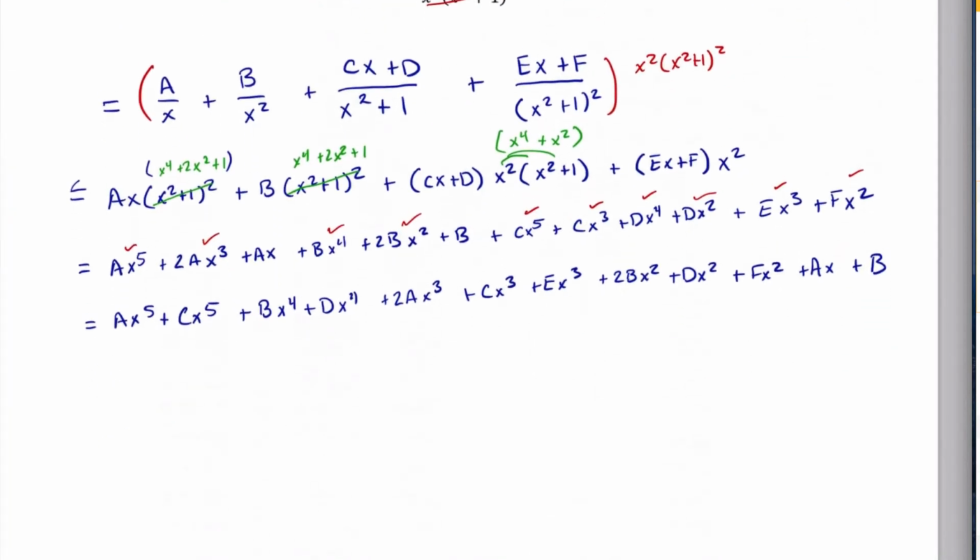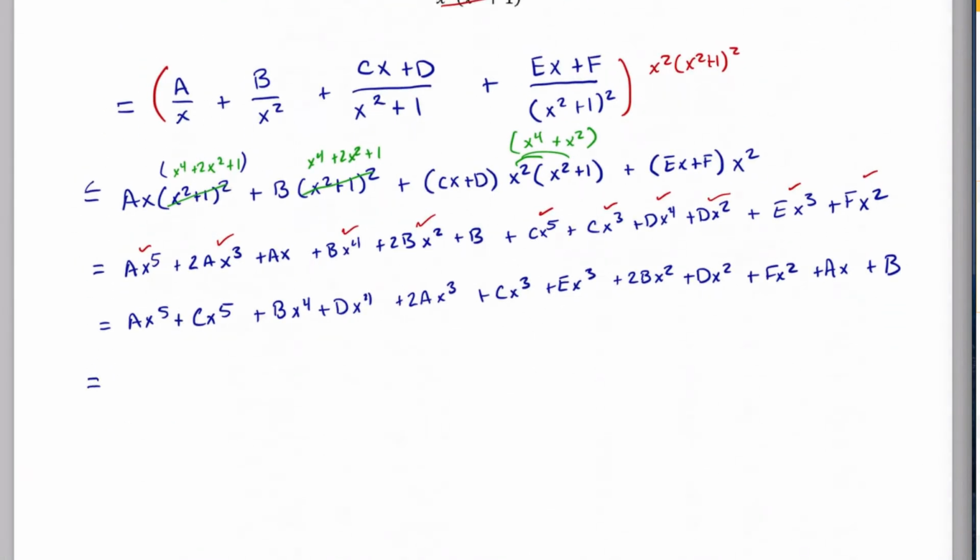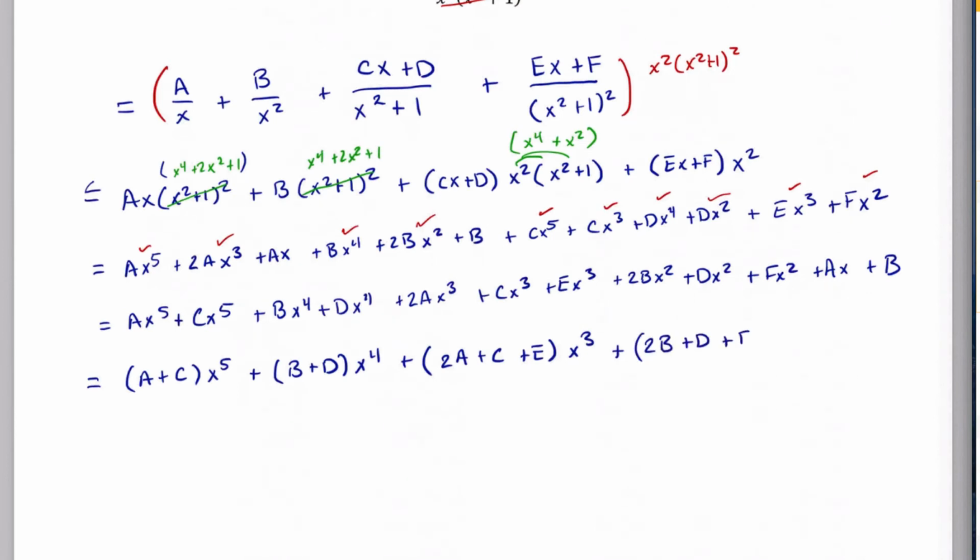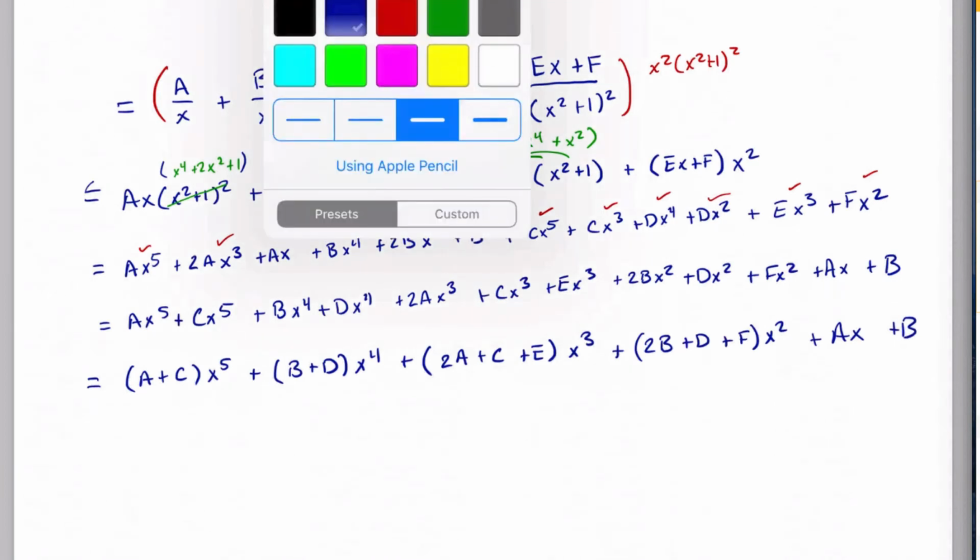So now I'm going to rewrite everything by just kind of pulling it apart. So ax, oops, there's 2x to the fifth parts there, so a plus c x to the fifth plus b plus d x to the fourth plus 2a plus c plus e x cubed plus, let's see here, that would be 2b plus d plus f x squared plus ax plus b.